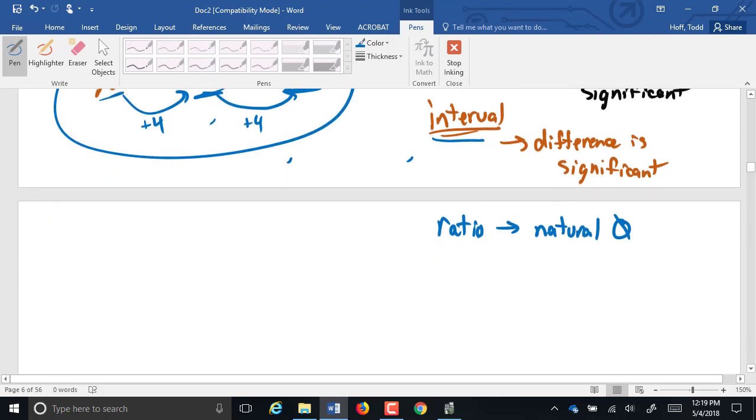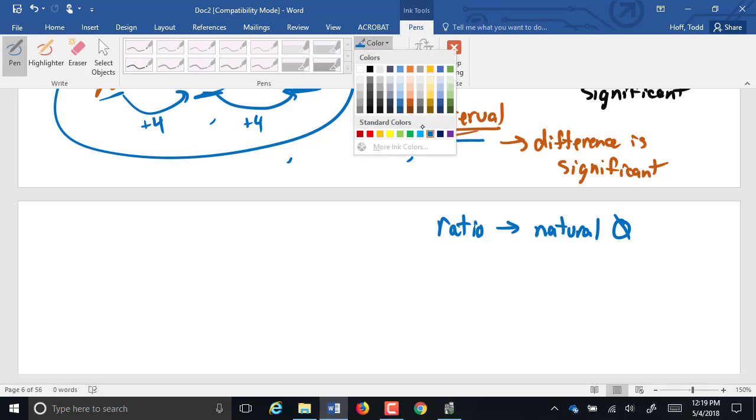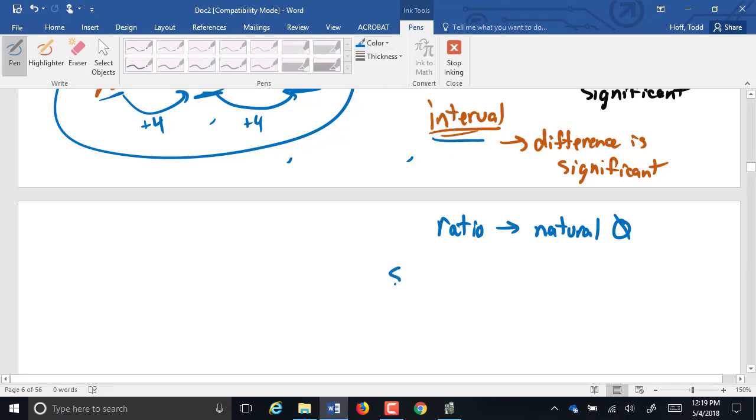Money, however, I've had several points in my life where I had $0. There is a naturally occurring 0 point. So somebody with $10 does have twice as much money as somebody with $5.